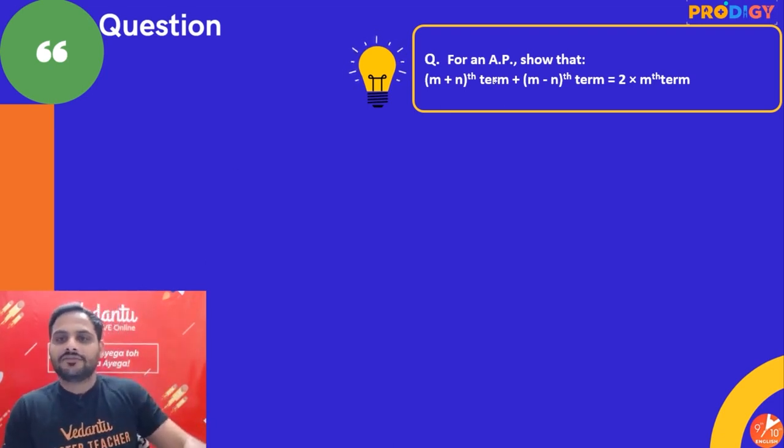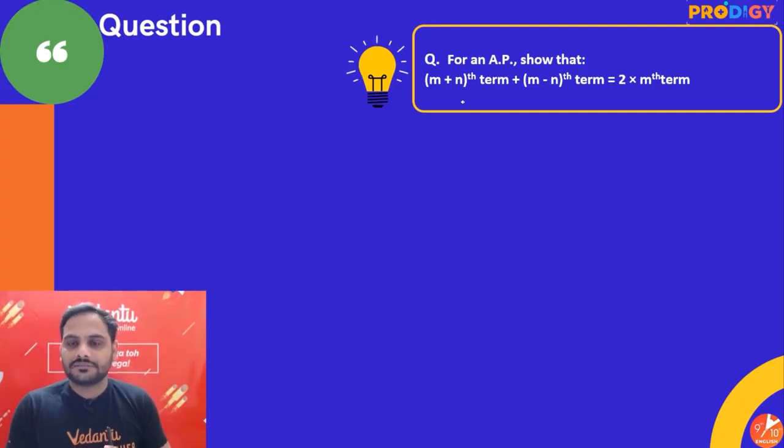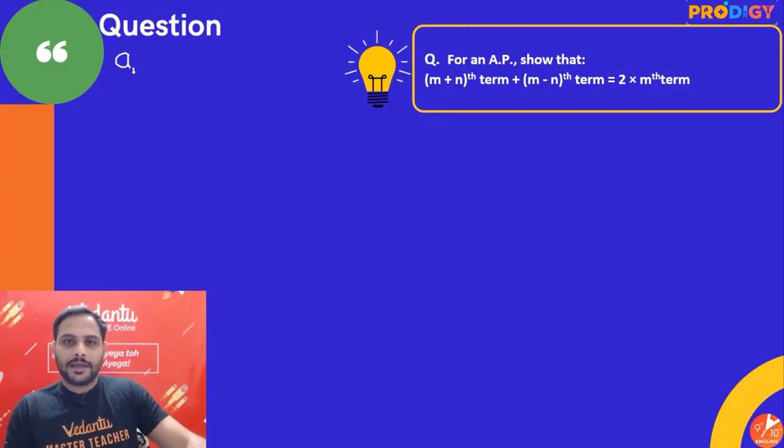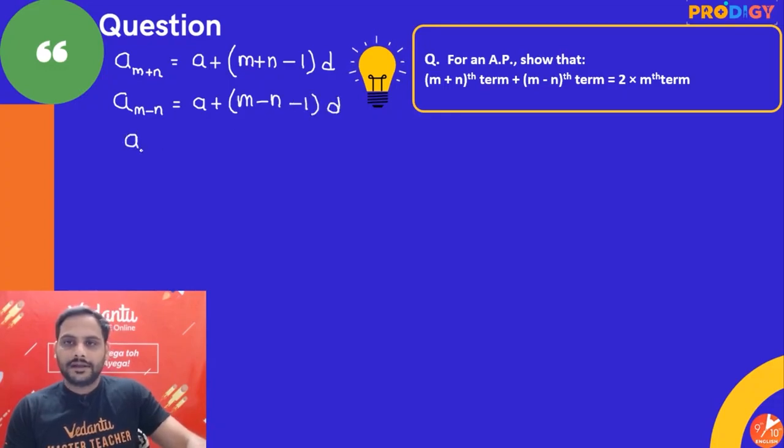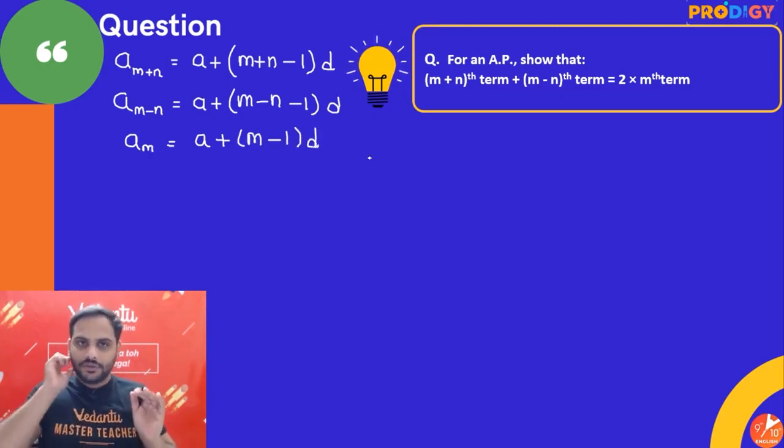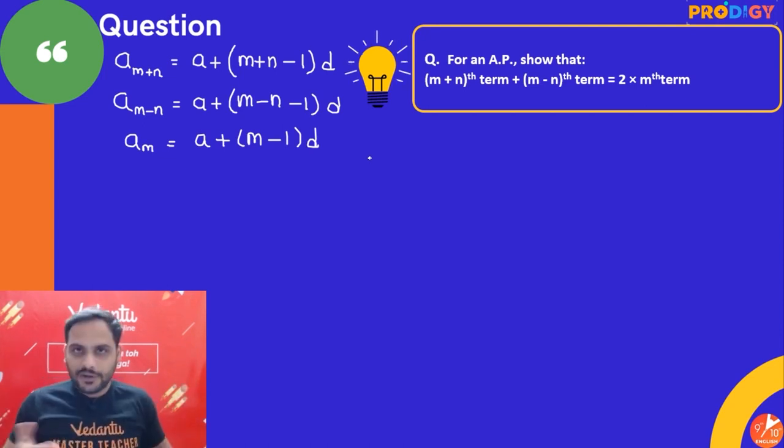Let's move ahead. So they are saying for an AP, show that the m plus nth term plus the m minus nth term is 2 times the mth term. Okay. So I know, beta, the m plus nth term can be written as a plus m plus n minus 1 into d according to the formula. If it is a plus n minus 1 into d, then whatever is here, that minus 1 into d. Then the m minus nth term will be a plus m minus n minus 1 into d. And the mth term will be a plus m minus 1 into d. Okay, these three we know. Now let's start with the LHS and try to get to the RHS.